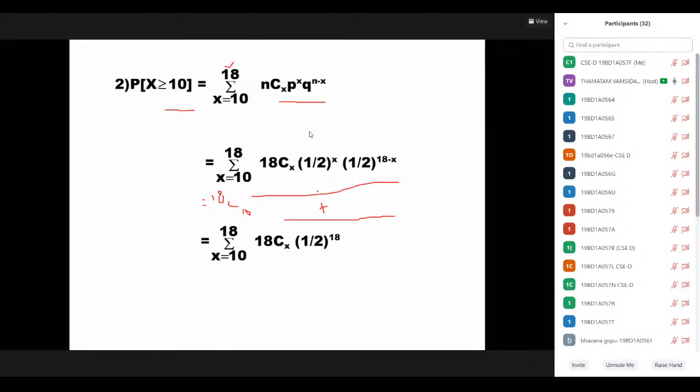All of you find out that value, and you can get the required probability. The second bit is also clear. Shall I move to the next one?